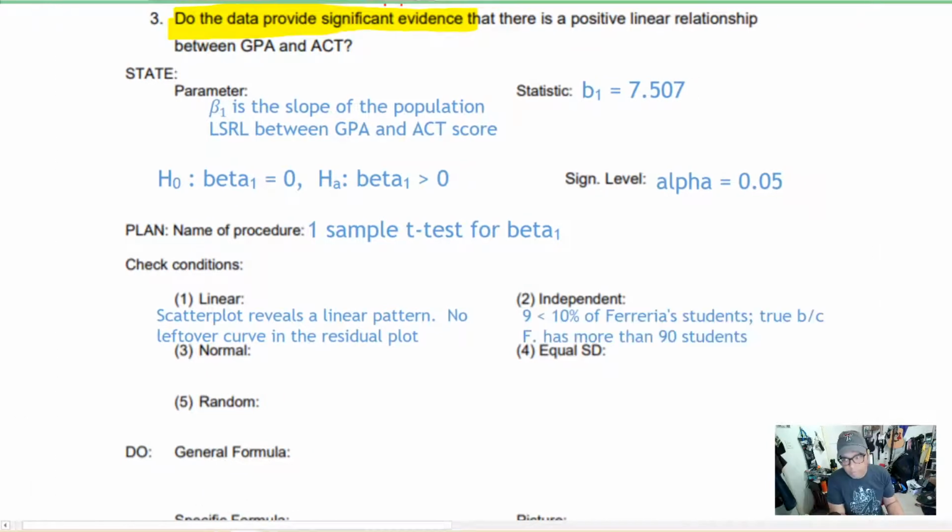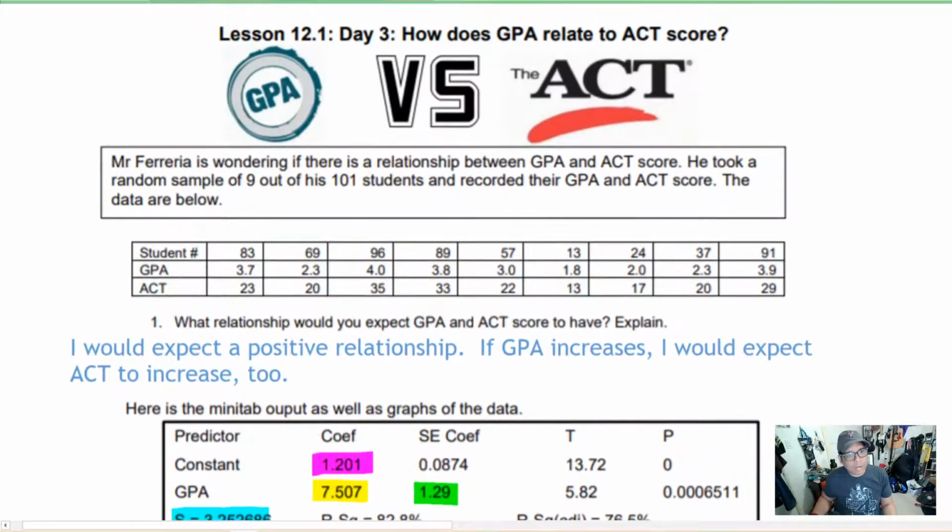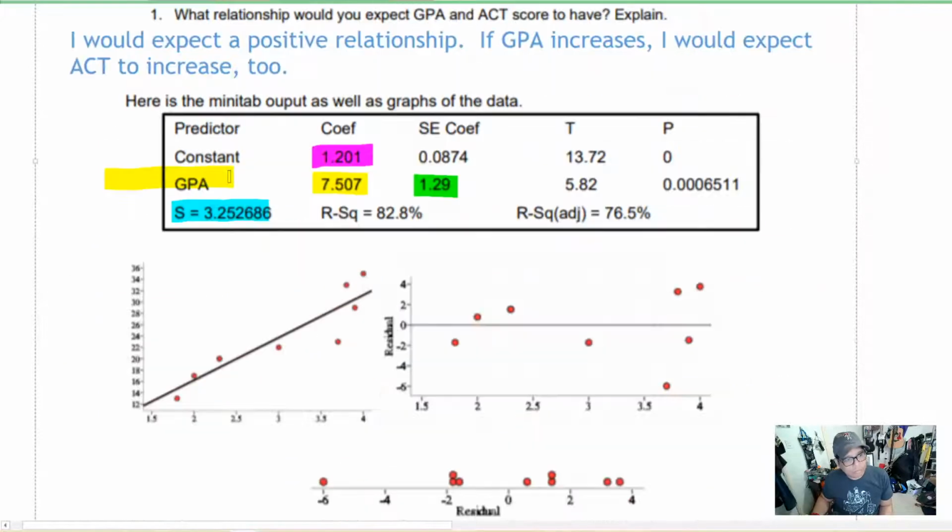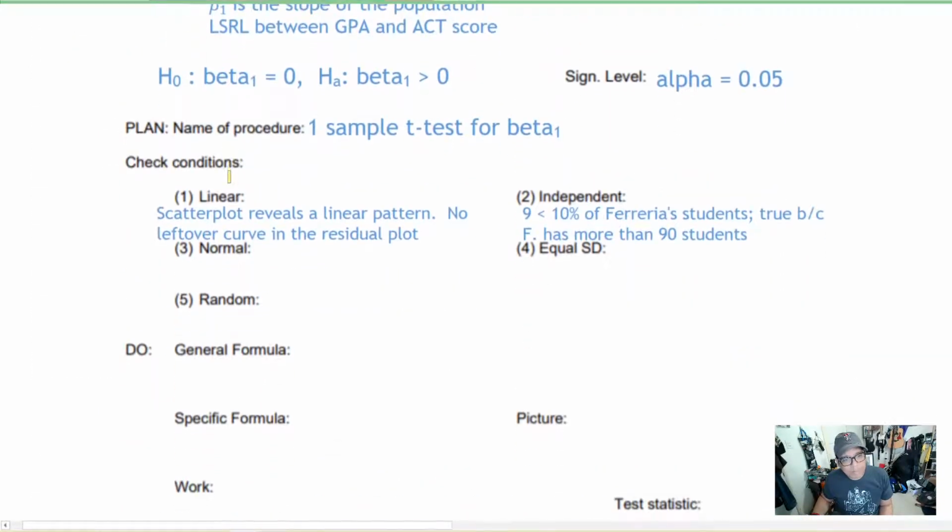Next, independent. 9 has to be less than 10% of all of FERRERIA students, which is true because FERRERIA has more than 90 students. Now, I want to remind you that we actually were looking at a random sample. Because we're looking at a random sample and not looking at a random assignment of treatments, we are obligated to qualify that 10% condition. The 10% condition doesn't need to be met if you're doing an experiment. It does need to be met if you are doing an observational study.